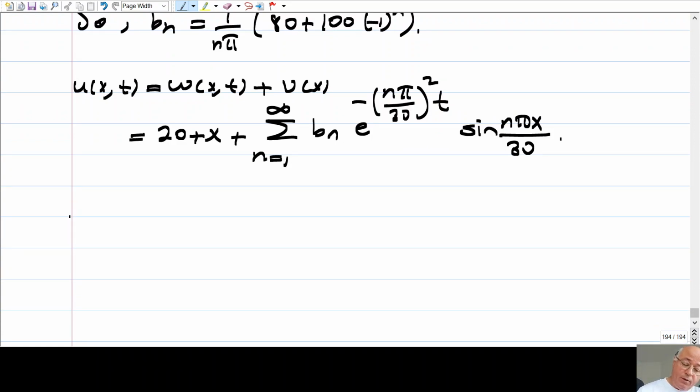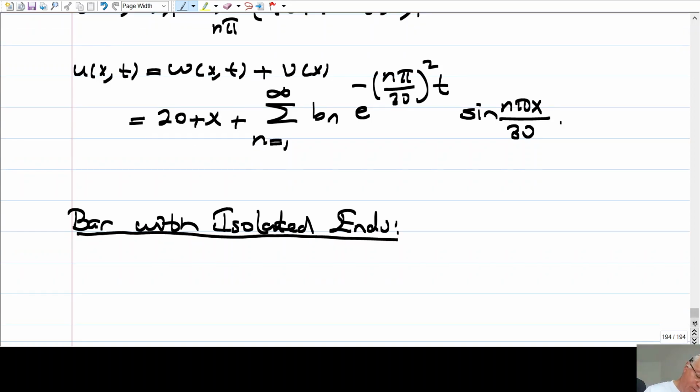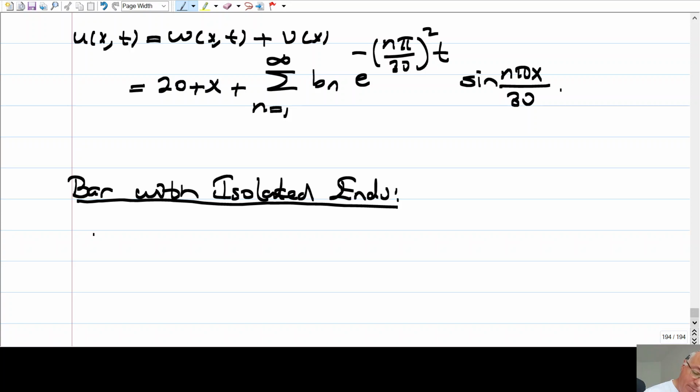İkinci tip değişik örneğimiz de şu olacak. Bar with isolated ends. Bu ise şöyle bir problem. This time we have a metal bar, and these ends are isolated. It means that there is no heat conduction.